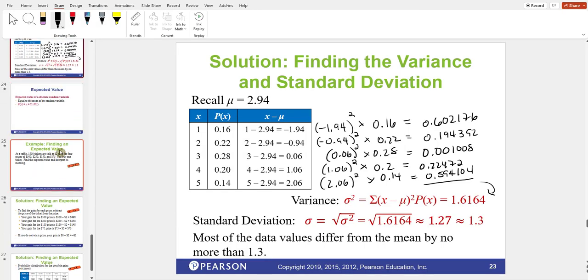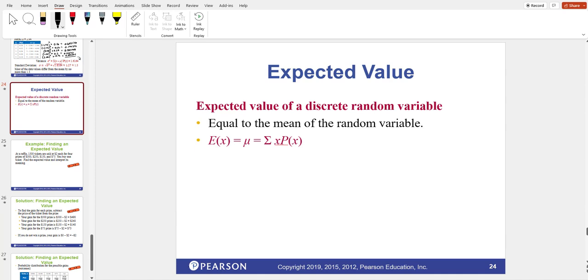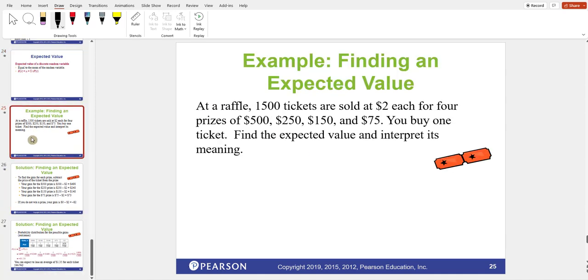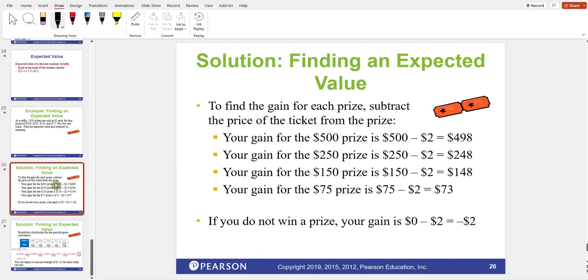All right. Let's talk about expected value. At a raffle, 1,500 tickets are sold at $2 each for four prizes of $500, $250, $150, and $75. You buy one ticket, find the expected value, and interpret its meaning.